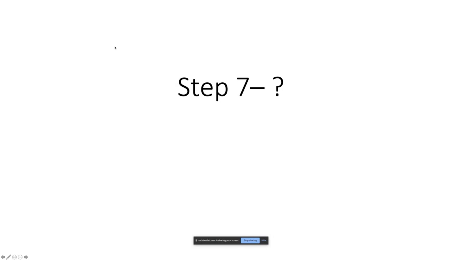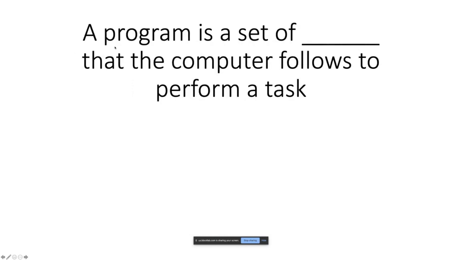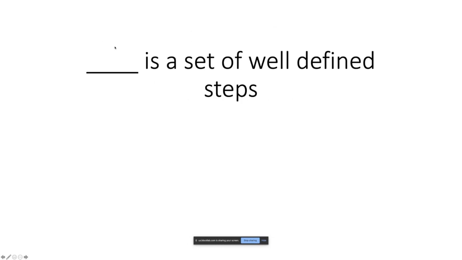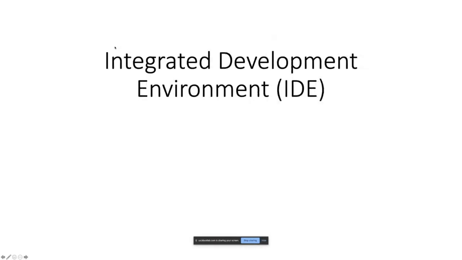Everyone should at least have gotten the first one and the last one. Each byte in memory is identified by a unique number known as an address. Address. Very good. A program is a set of blank that the computer follows to perform a task. Instructions. Very good. Blank is a set of well-defined steps. Algorithm. That's correct. A blank defines all the tools needed to write, compile, and debug a program in a single software application. IDE. Very good.